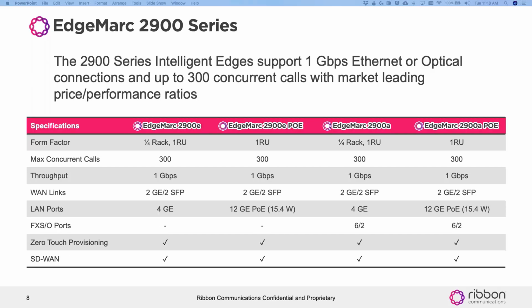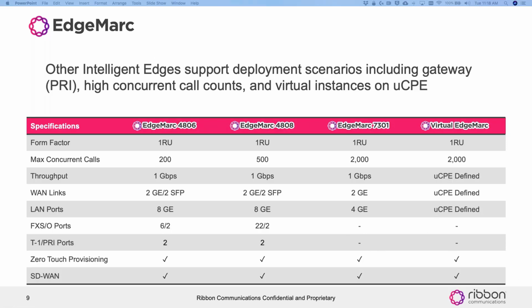One point on the other, the 2900A, this is a device which has analog capabilities, which is then mirrored by the 4800 series, which has analog and PRI or T1 capabilities. So if you need PRI or T1 capabilities, we have that solution as well. And then finally, for a large-scale enterprise site, we can do up to 2,000 calls on a 7301, or we have virtual EdgeMarcs.